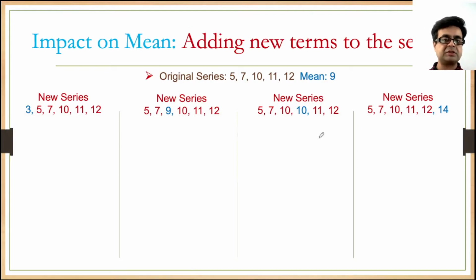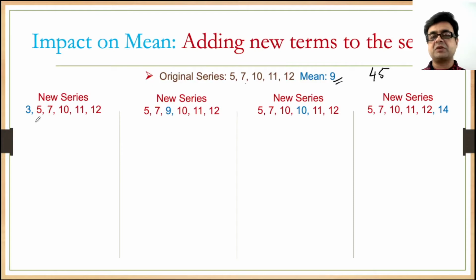Okay, so first we are going to tackle the impact on mean when we are adding new terms to the series, and we'll start with examples so that you understand what is happening here. So here we are given that the original series is 5, 7, 10, 11, 12, and I have already calculated the mean for you, 9, which also means the sum of the series, since there are 5 terms, would be 45. So let's keep that handy.